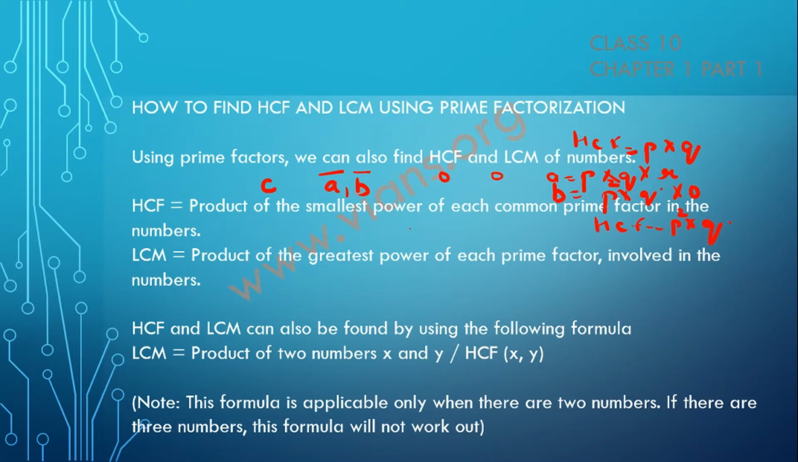while LCM is going to be the product of the greatest power of each prime factor involved in both the numbers. Right? So basically it's going to give you the least common multiple. LCM stands for least common multiple. You're going to find it by finding the greatest power of all the prime factors involved in both the numbers. All right.